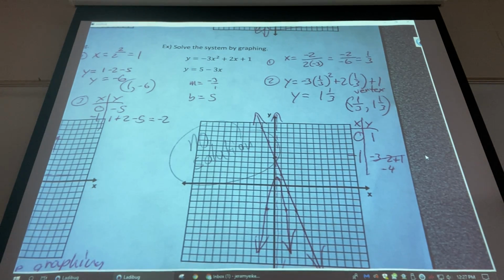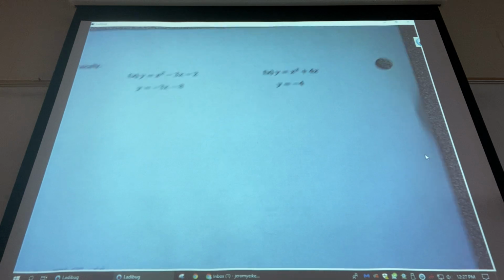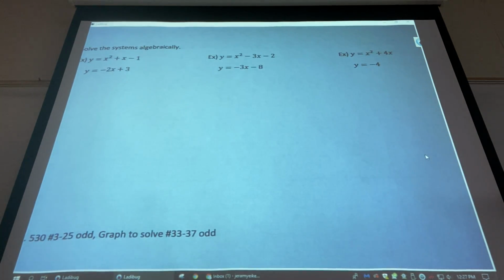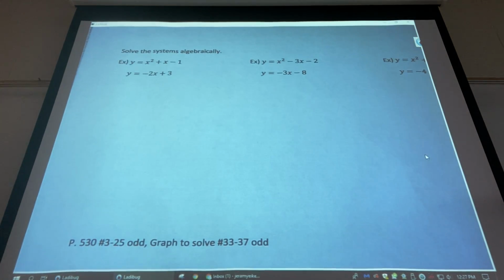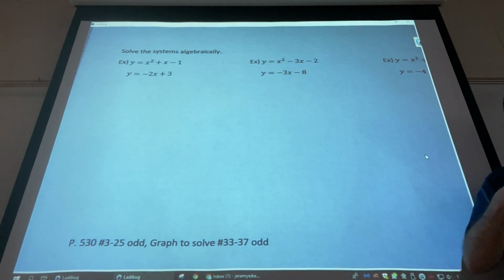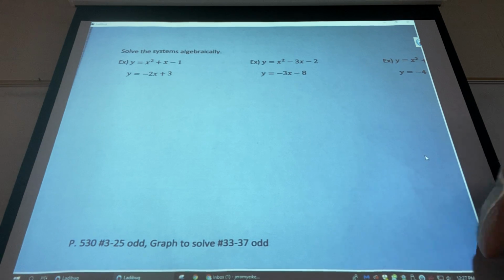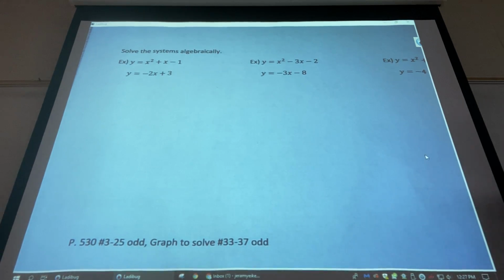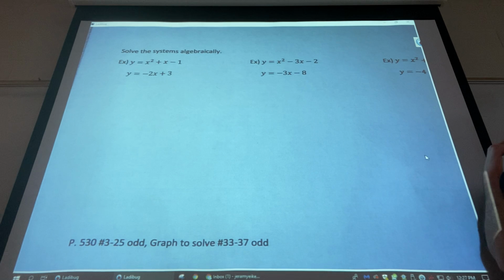Good. Well, ladies and gentlemen, flip it over, would you? What we need to talk about is how to solve these systems algebraically. Now, the reason we need to know how to solve them algebraically is because now we can get exact answers, even messy ones, right? They'll be exact answers. So let's review a little bit.